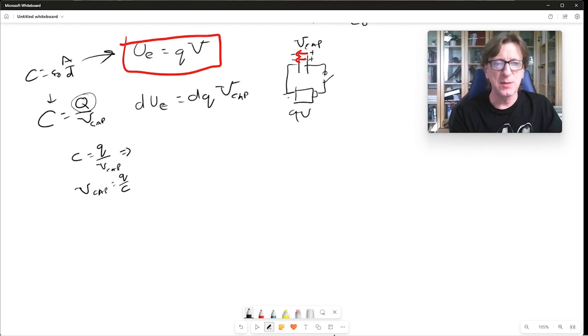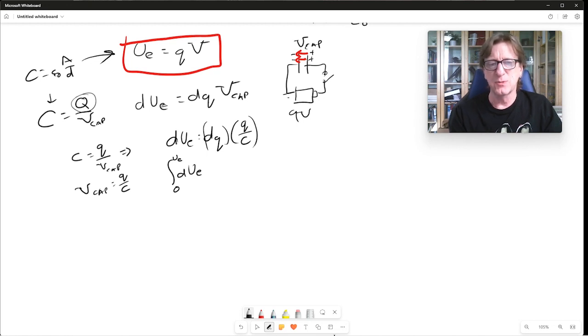So let's plug that back up in here. And so I have dUE equals dQ times Q over C. Now we're ready to integrate. So we're going to write the integrals here. And these are standard integrals. They're not path integrals or surface integrals or anything like that. So this is dUE from 0 to my final UE.